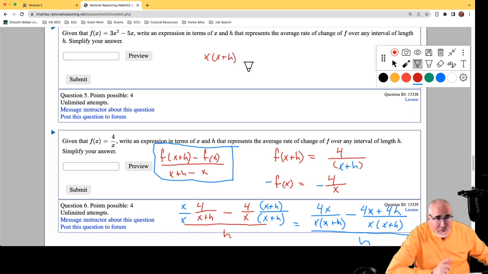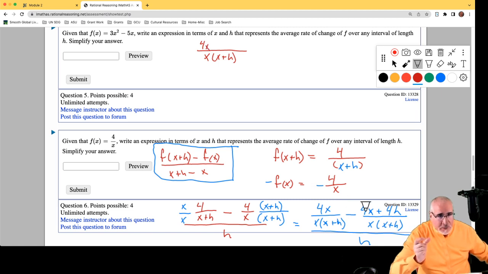This is how we add fractions, right? We get a common denominator, or subtract fractions in this case. Get a common denominator, and then in the numerator we're going to get 4x. Now one of the things you want to see is that this negative is going to have to distribute to both of these terms. Minus 4x minus 4h. Okay, so that's how that worked out.